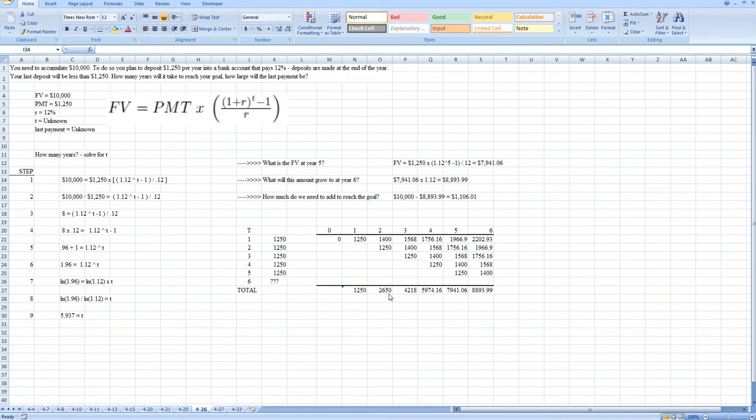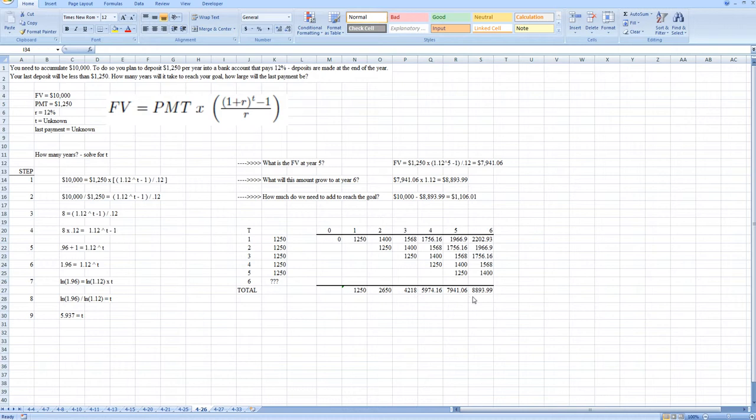This process will repeat into the 3rd year. The original $1,250 we deposited will have grown to $1,568. The amount that we deposited at the end of year 2 will now have a value of $1,400 at the end of year 3, and we'll also repeat that process of making another deposit of $1,250. By the end of year 3, we'll have a balance of $4,218.